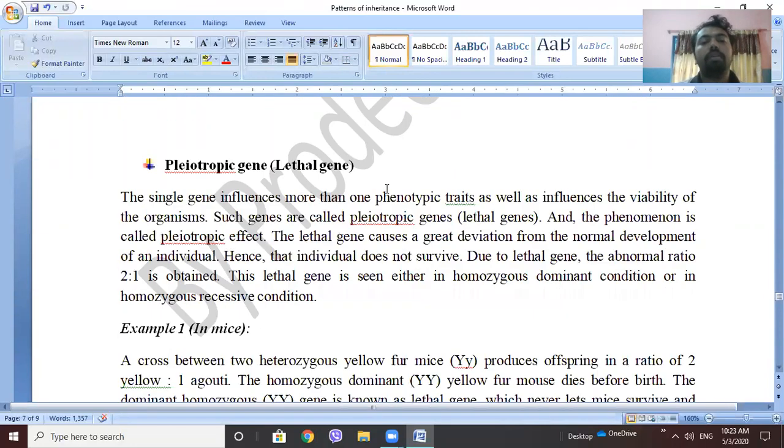Okay. So now let's move to the pleiotropic gene or lethal gene. So the next topic. Now if a gene not only affects more than one phenotypic trait but also affects whether the organism survives or not, we call that a pleiotropic gene or lethal gene.